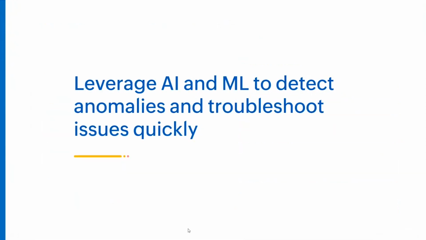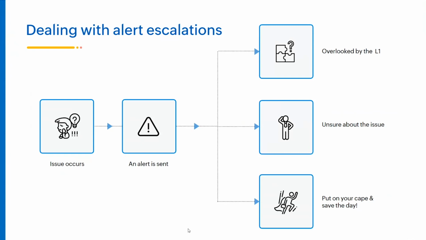So moving on to the third part of today's session, which is how to leverage AI and ML to detect anomalies and troubleshoot issues quickly. So this is a familiar scenario. An IT environment generates a flurry of alerts when an issue strikes. Unfortunately, the sheer volume of alerts can overwhelm the IT staff, leading to a phenomenon known as alert fatigue. So in such a situation, critical alerts might get overlooked by the level 1 support or the network operations center team. Additionally, the point of contact personnel may lack sufficient context to effectively assess the situation.